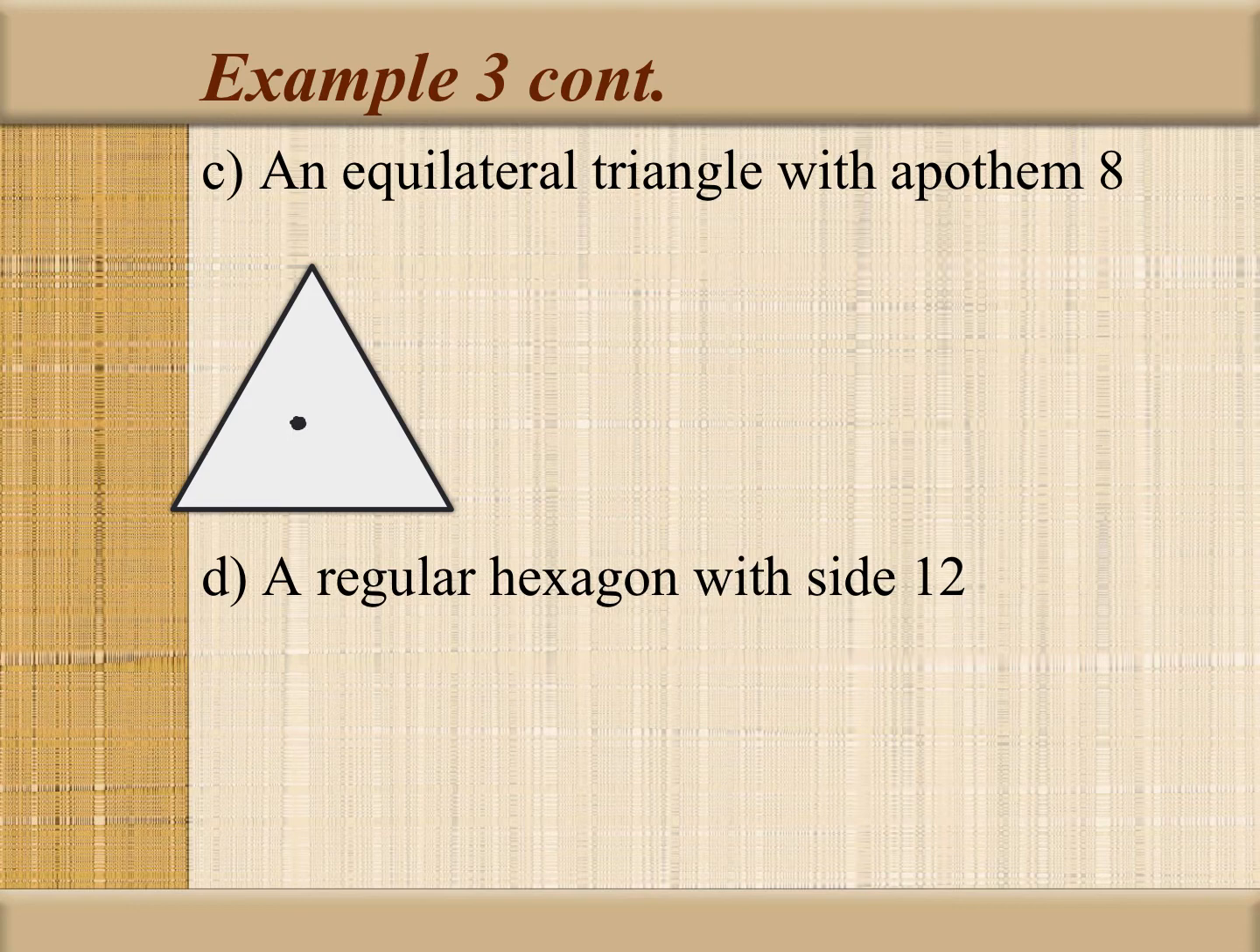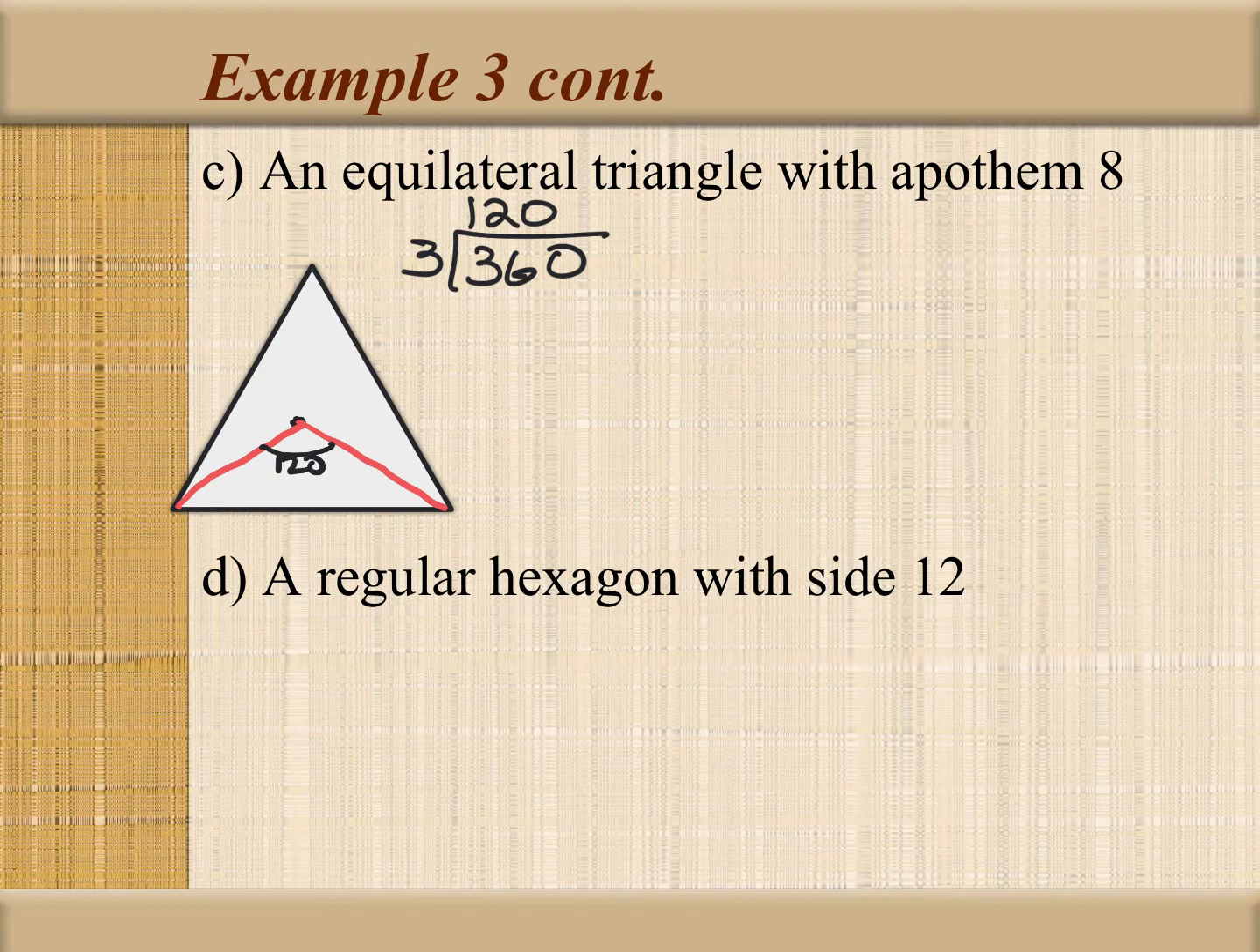I'm going to draw in 2 radii, because again, it goes from the center to the vertex. I need to find the measure of this central angle up here. I take 360. I divide it by the number of sides in my polygon. Triangle has 3 sides. 360 divided by 3 is 120. So this angle is 120 degrees.